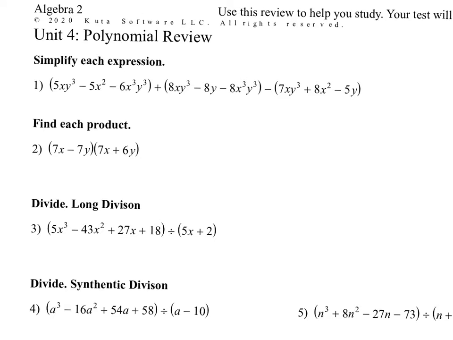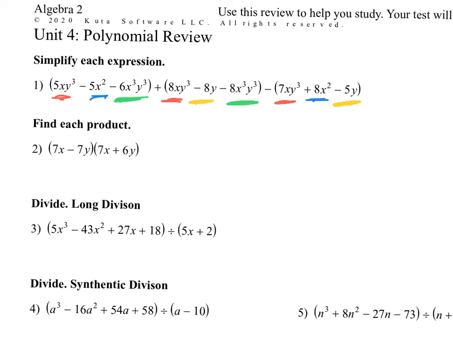So let's annotate. Here I have an xy cubed, so I'm looking for other xy cubeds. I see one here and I see one here. I'm just going to annotate before I even combine. Here I have an x squared, and my next x squared is over here. Here I have an x cubed y cubed, and I have an x cubed y cubed here. And then lastly, here is negative 8y, that's a y, and here's another y.